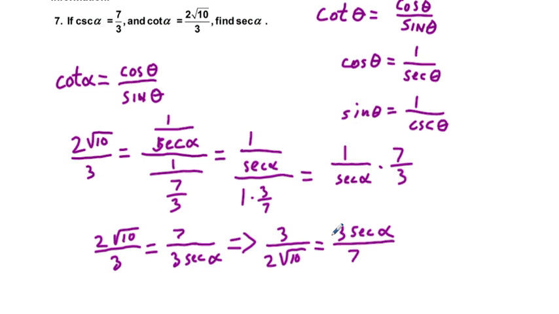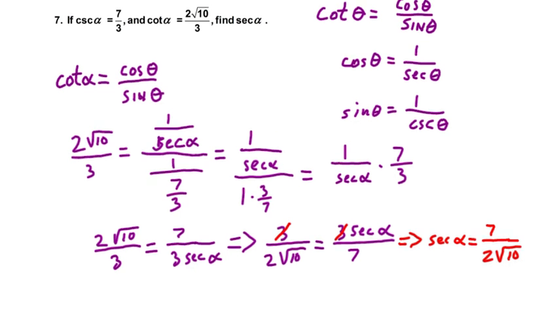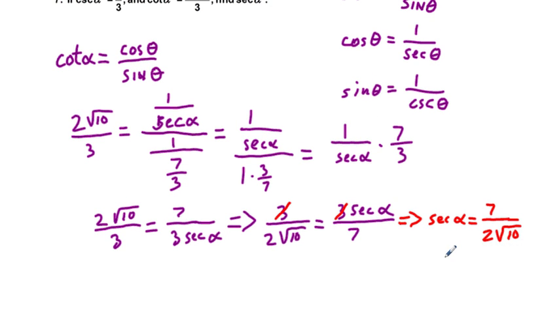And we can divide both sides by 3, so we can cancel out these 3's. And what we can do is multiply by 7. So if we cross multiply that 7, we're going to have secant alpha is equal to 7 over 2 square root of 10. And then this would be a sufficient answer.